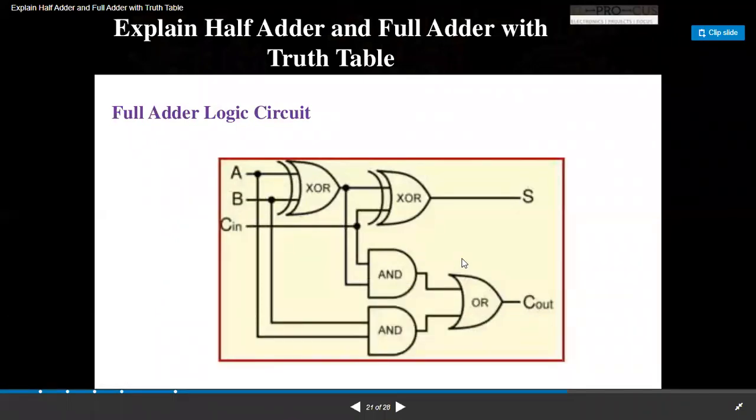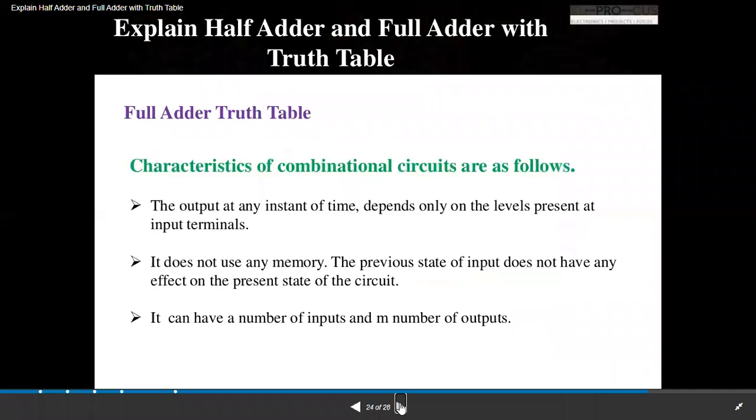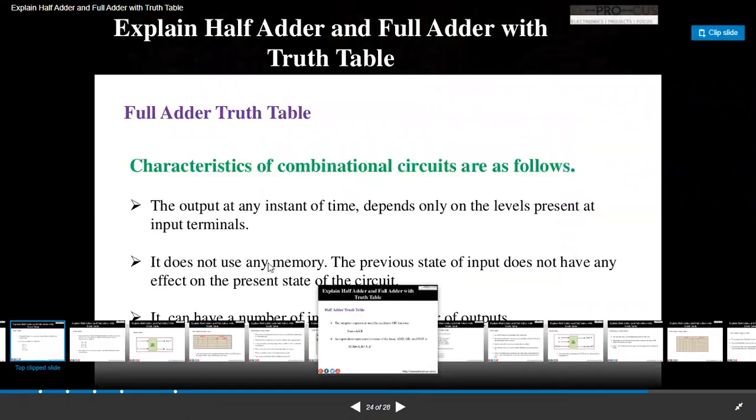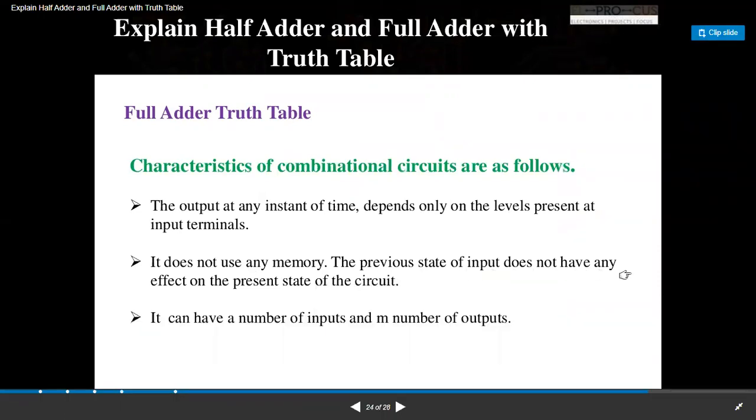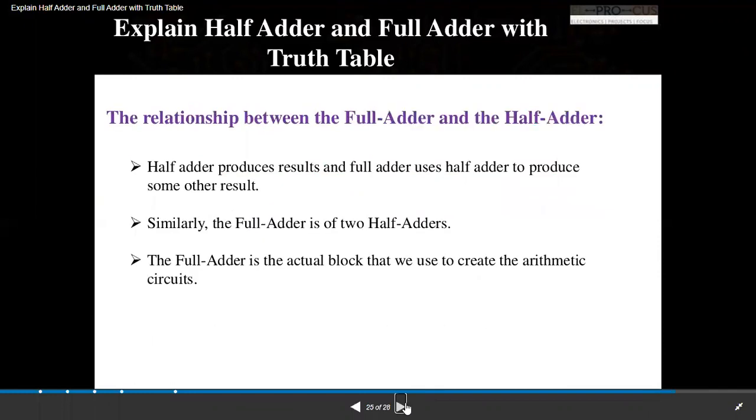But we know that a flip-flop is a 1-bit memory. The flip-flop stores the data, but gates do not store the data. So it does not use any memory. The previous state of the input does not have any impact on the present state of the circuit. It can have a number of inputs, so if we are designing adder circuits, it can have m inputs and m outputs, and carry out we can somehow obtain.